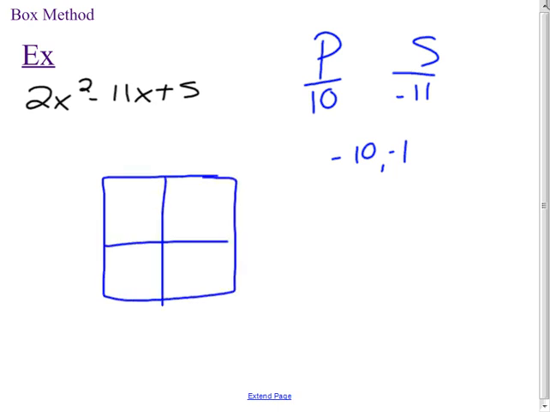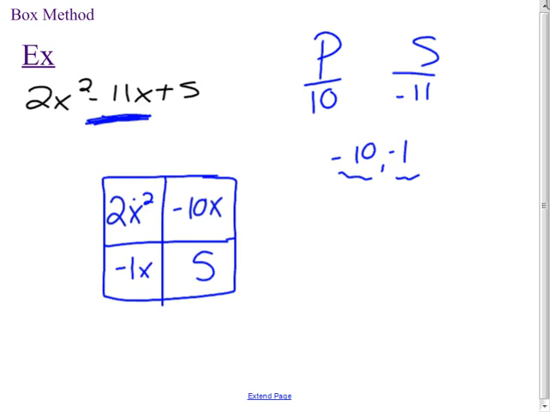Then we make a box. The first top left box is my first term, 2x squared. My bottom right box is my constant 5. The middle terms that I'm breaking apart, the negative 10x and the negative 1x. It has an x. It has to have an x. The middle term had an x. Put those here. Again, it doesn't matter which order you do it in, totally your choice.